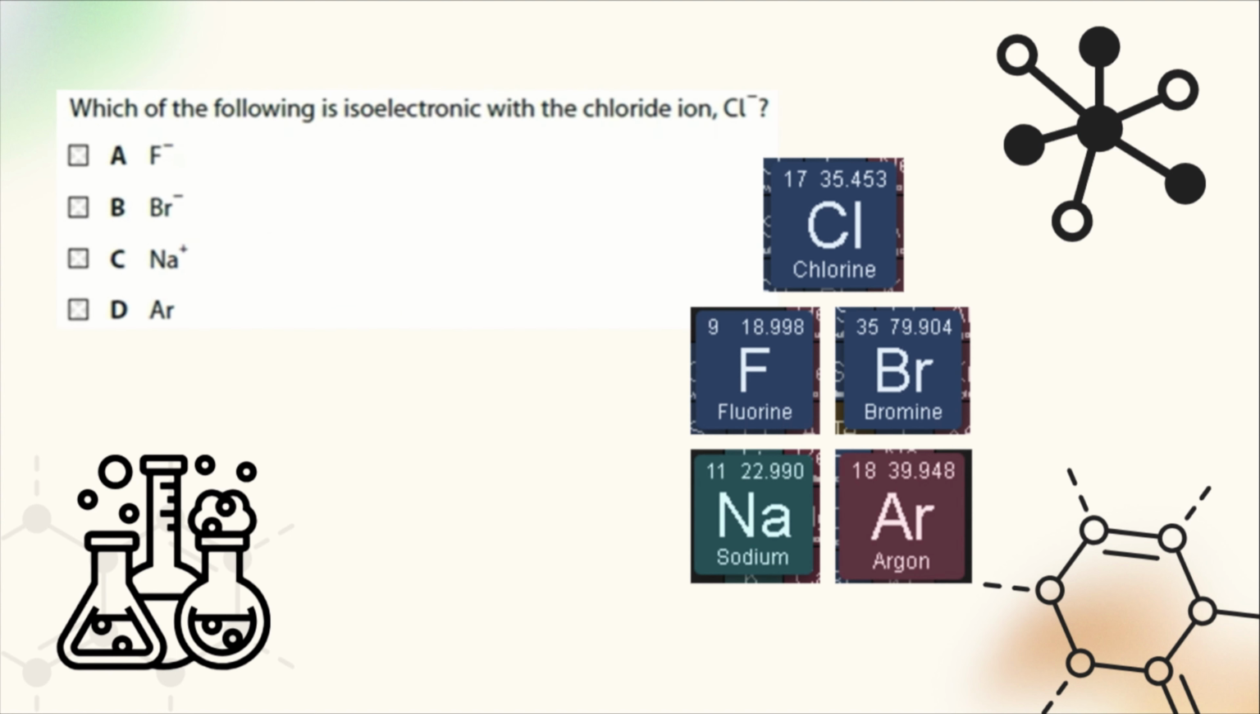Which of the following is isoelectronic with the chloride ion Cl-? That means chlorine has gained an electron, which means it now has 18 electrons. If we look at fluorine, F- means 10 electrons, which is not 18. Br has 35, Br- makes 36, not 18. Sodium is 11, loses an electron, which makes it 10, not 18. Argon has 18 electrons and Cl- has 18 electrons, so isoelectronic, which means D is our answer.